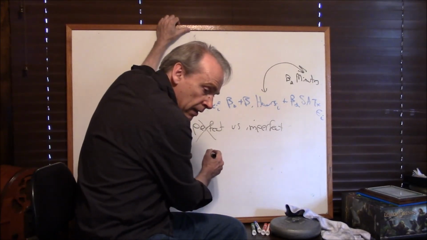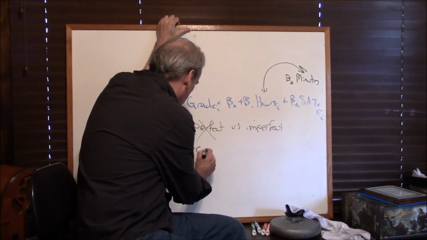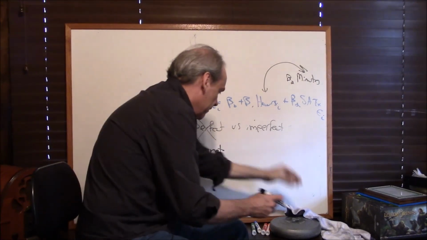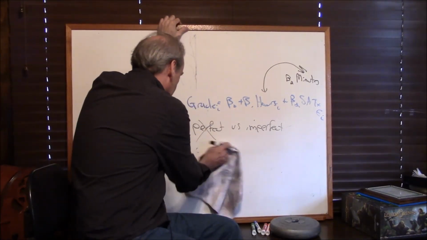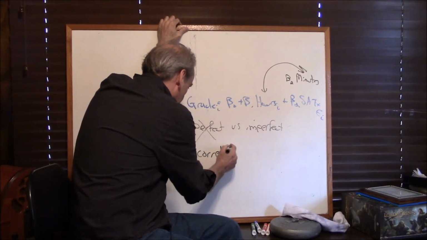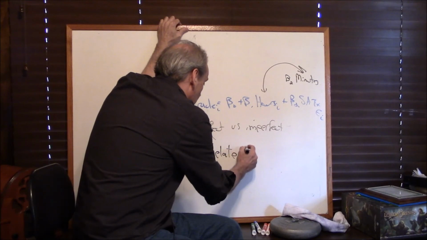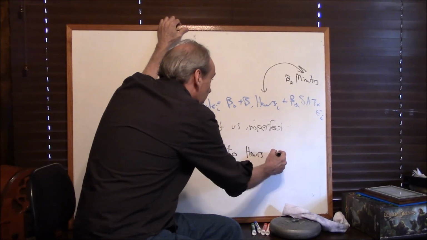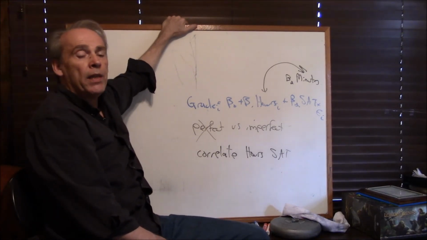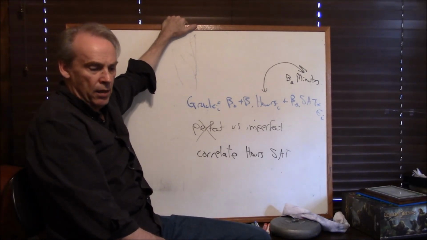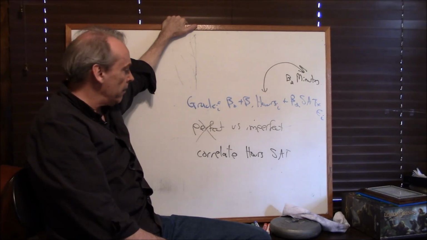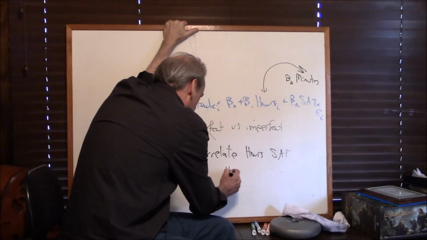The command is, if I can spell correlate correctly. Correlate, and I'll use our example here. Correlate hours in SAT. Tell me what the correlation is. Correlate hours in SAT, and then it will spit out a little matrix here. Let me show you.